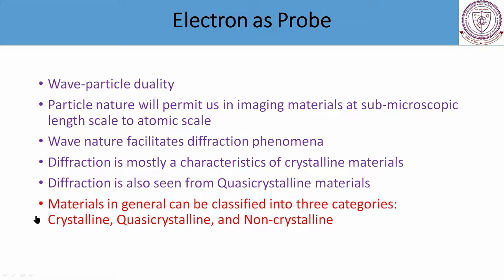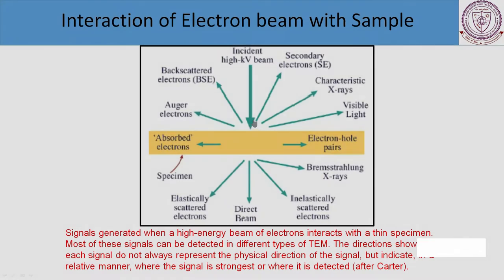And this is all about what I have told you. Here is the incident beam from an electron source, and you have accelerated that electron with high kV. By kV, I mean kilovolt. So the beam is incident upon the specimen. The yellow colored thing that you are seeing is your specimen.